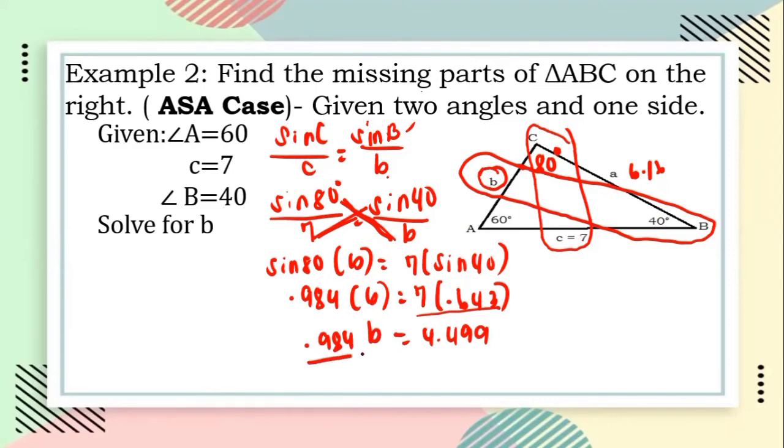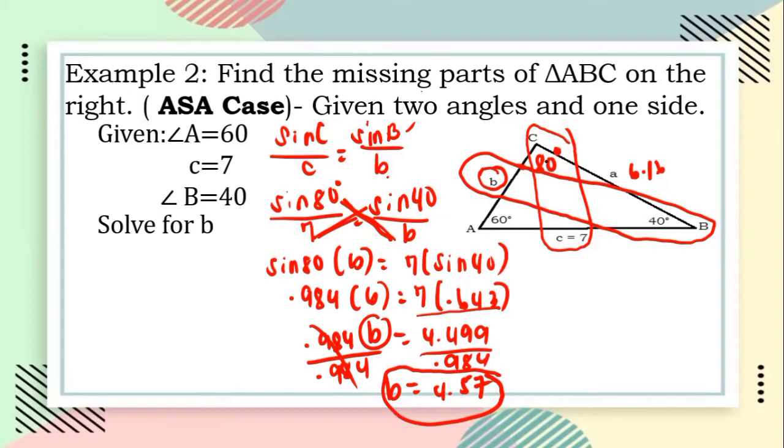Now, to eliminate the number beside b, or to solve for b, we have to divide both sides by 0.984 to cancel this one, and we can get b. On the other side, divide by 0.984, and we can get the answer for b, which is 4.57. Alright, so we already complete the measurement of the parts of this triangle. For b, we already solved the measurement of this side, which is 4.57.